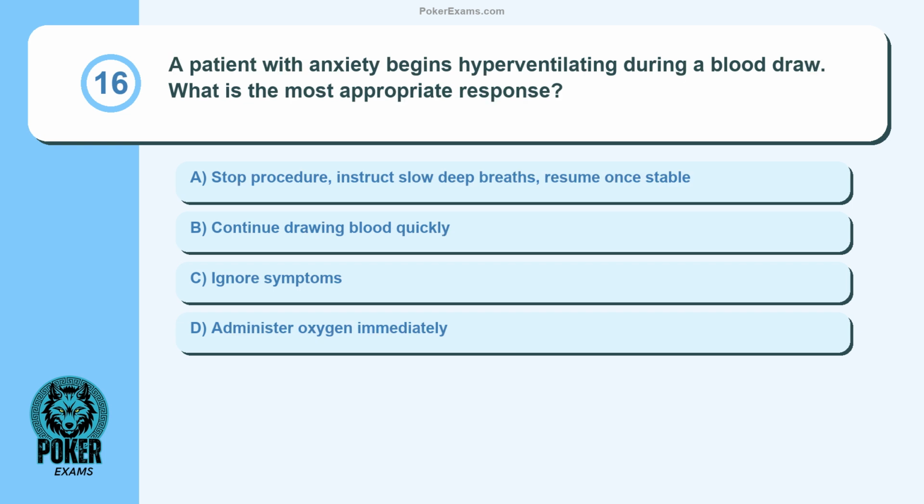Question 16. A patient with anxiety begins hyperventilating during a blood draw. What is the most appropriate response? Stop procedure, instruct slow deep breaths, resume once stable. Continue drawing blood quickly. Ignore symptoms. Administer oxygen immediately.